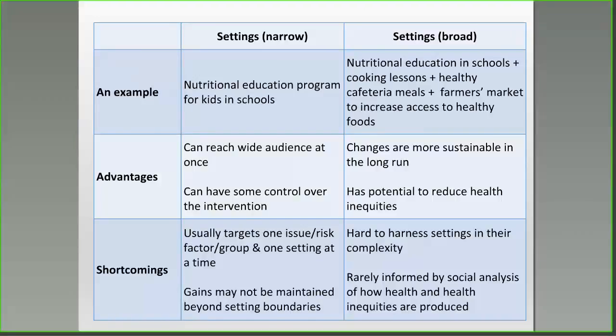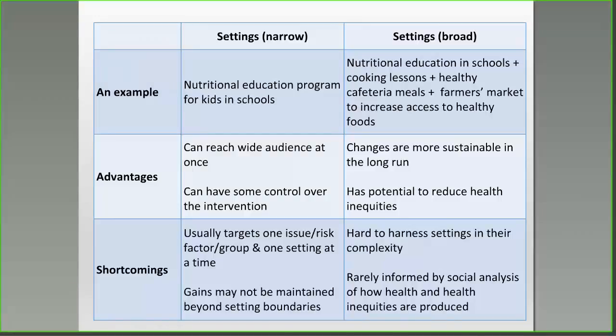So an intervention based on the narrow definition of settings would be to provide nutritional education programs for kids in schools, for instance. On the other hand, under the broader approach, this educational program would be combined with providing cooking classes, serving healthy foods in the cafeteria at lunch, and organizing a farmer's market to make fresh fruit and vegetables more easily available to the community at large.